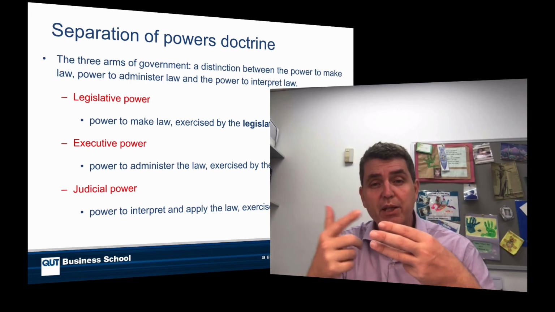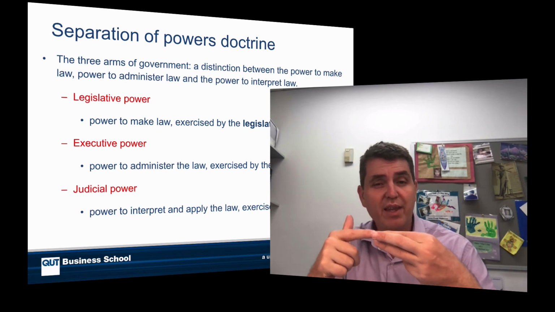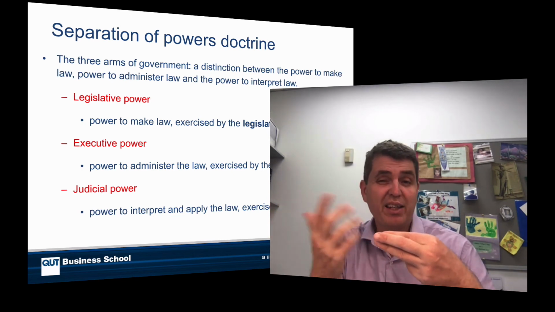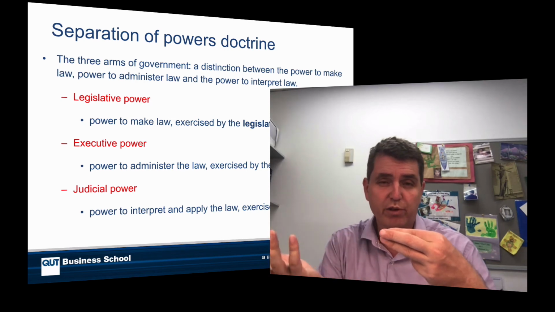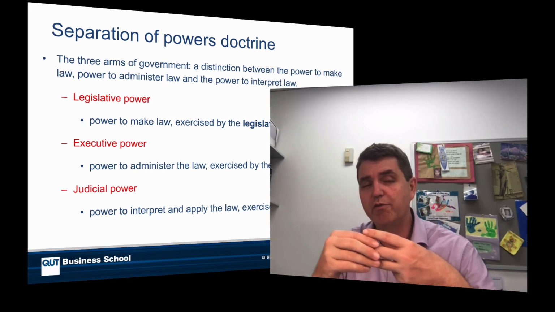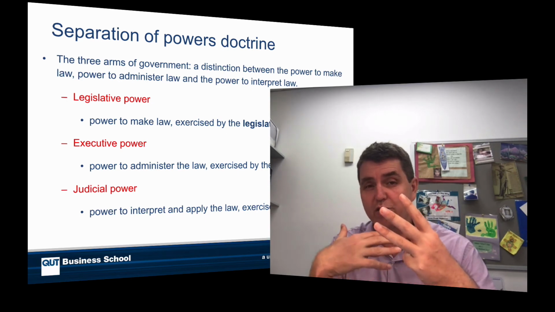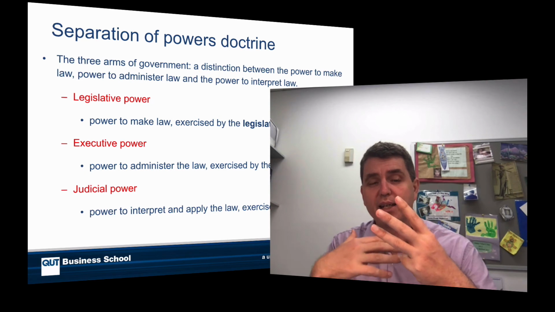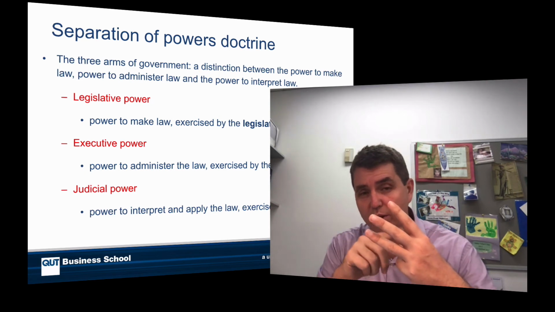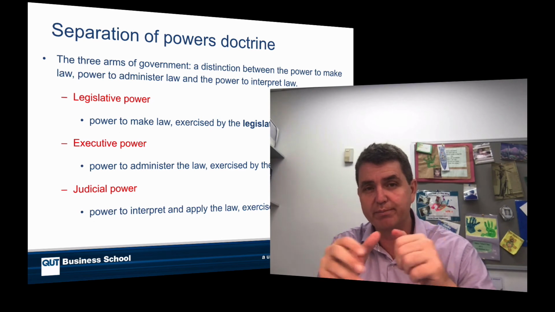Why? Because that would lead to a dictatorship. If one person could write the law, administer it, and judge it, they could actually just do whatever they want. If they didn't like the way they wrote it, they would just reinterpret it how they wanted. So by having these separation of powers, what we get is a greater and stronger democracy and less likelihood of tyranny, with no one being able to control the entire government.